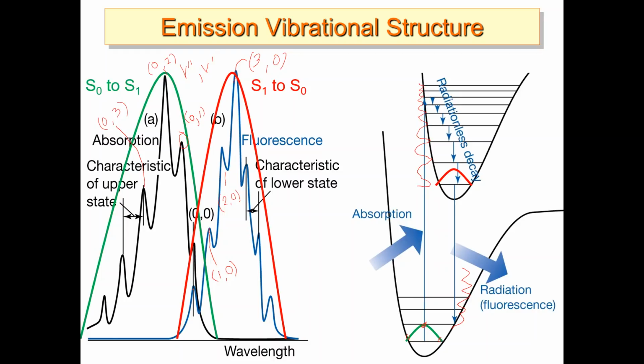So it's a kind of a confusing situation. You've got 2 different types of excitation. You have electronic excitation and you have vibrational excitation. And so absorption tells you about the vibrations in the upper electronic state. Just look at the picture. And emission tells you about the vibrational differences in the lower electronic state.